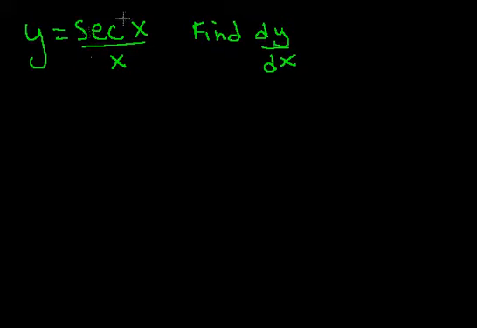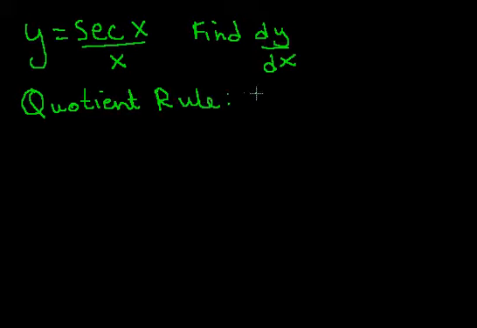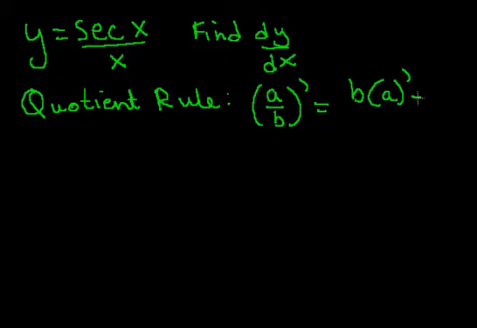So in a problem like this, if you remember, the quotient rule is what we use because we have something over something else. The quotient rule states that if you were looking for a over b prime, that equals b times a prime minus a times b prime, all over b squared.